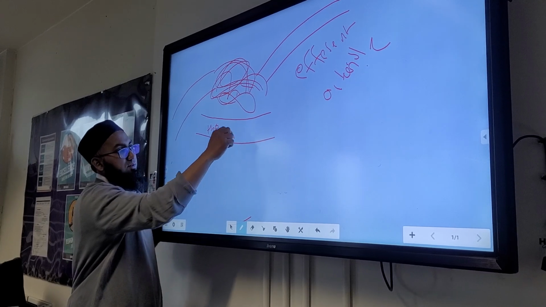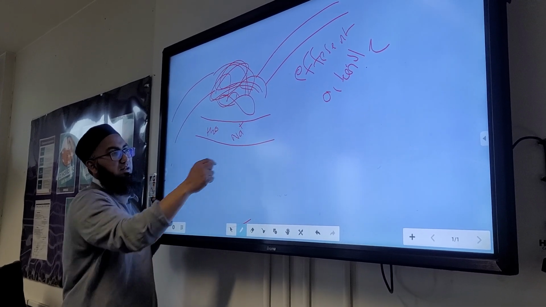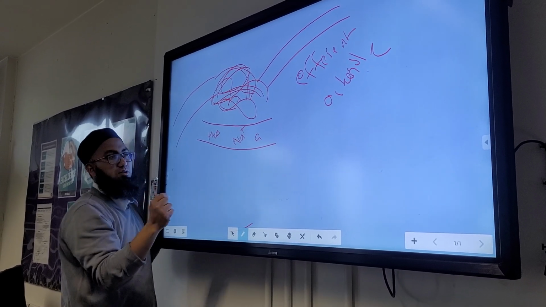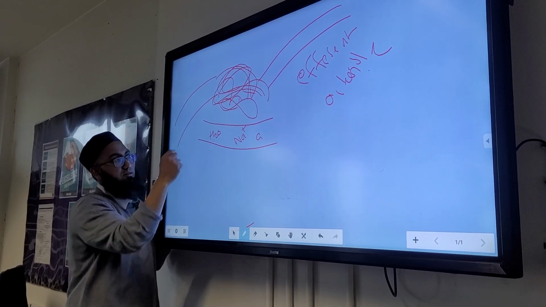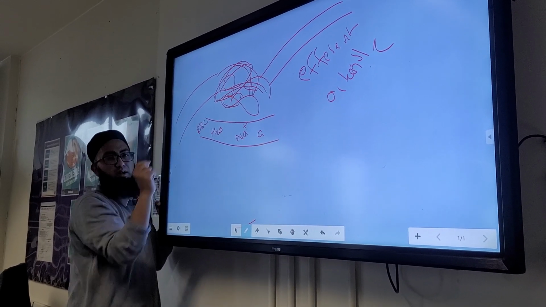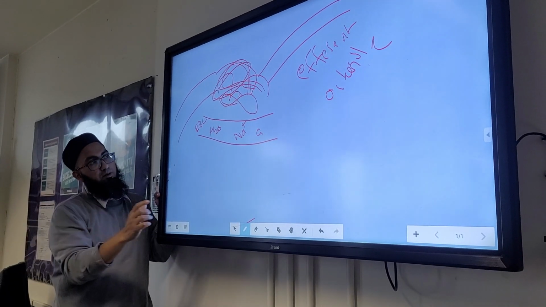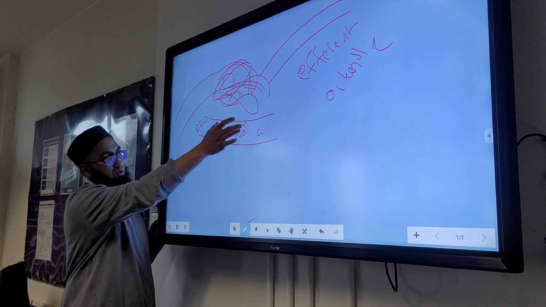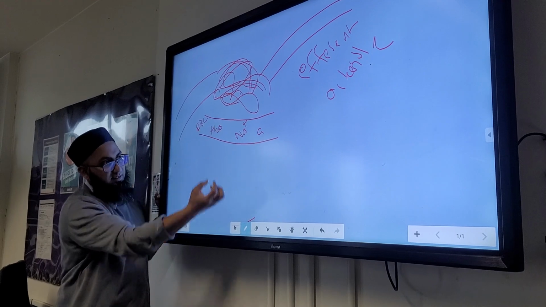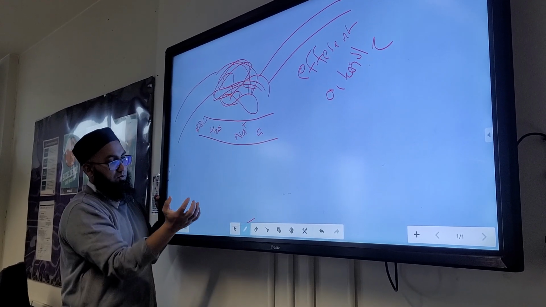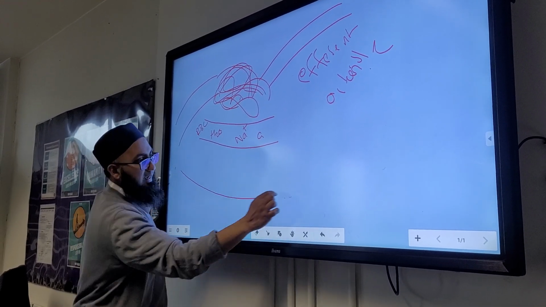You have mineral ions, like sodium. You also have glucose, C6H12O6. You also have larger molecules like red blood cells, white blood cells. You have proteins, albumin, and so on. So what happens is, all of this needs to be filtered out. Now, it's going to be filtered out into a capsule.